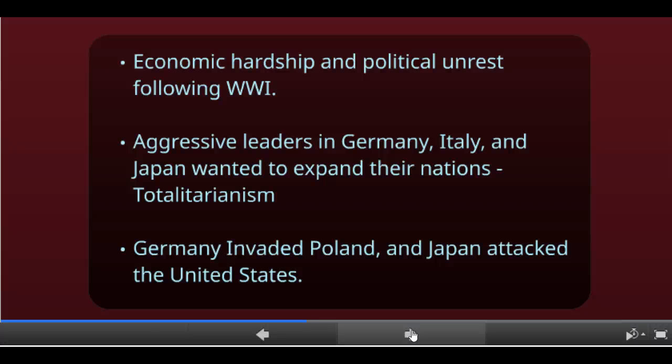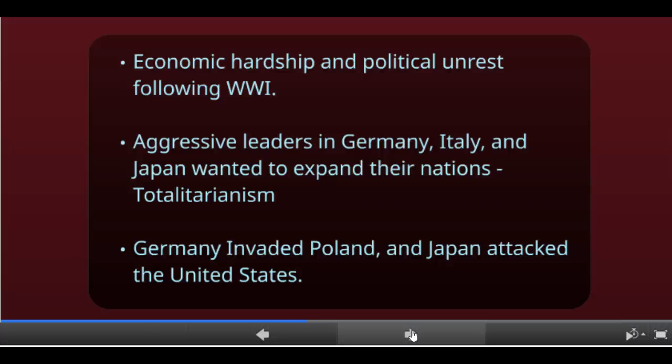So this is where we see aggressive leaders in Germany, Italy, even Japan coming together and wanting to expand their nations. Now Japan in World War I was on the winning side, but when the peace negotiations were being worked out, the European leaders pretty much didn't have anything to do with Japan, and this rubbed Japan the wrong way. So they put themselves against the Allies, and this is one of the reasons why Japan comes into World War II as an ally of Germany.